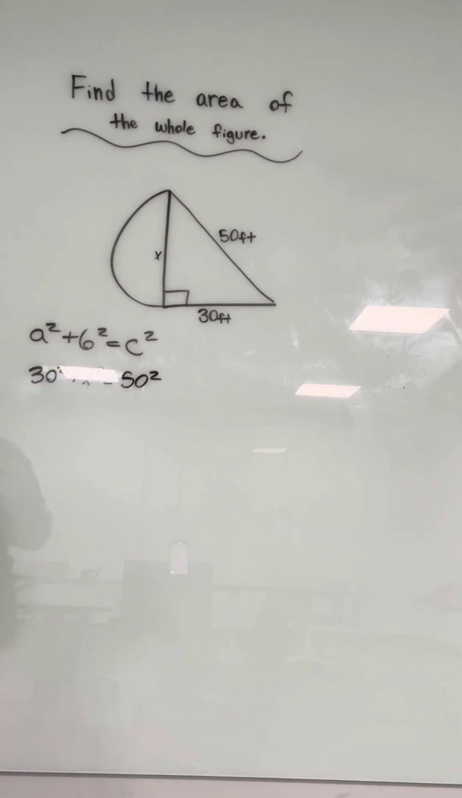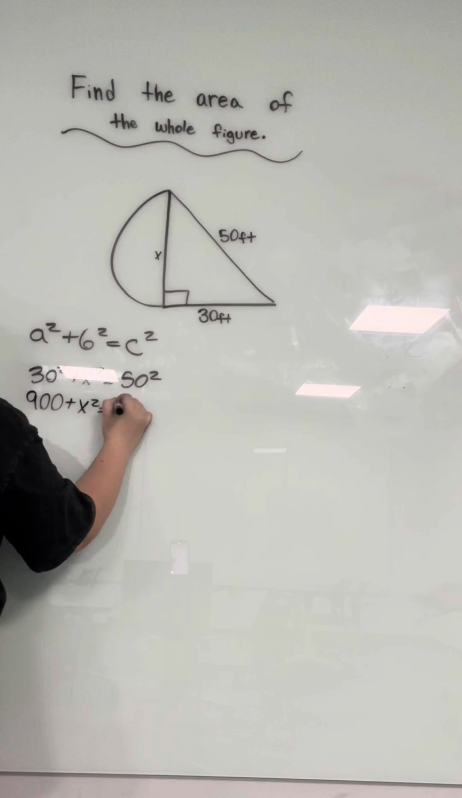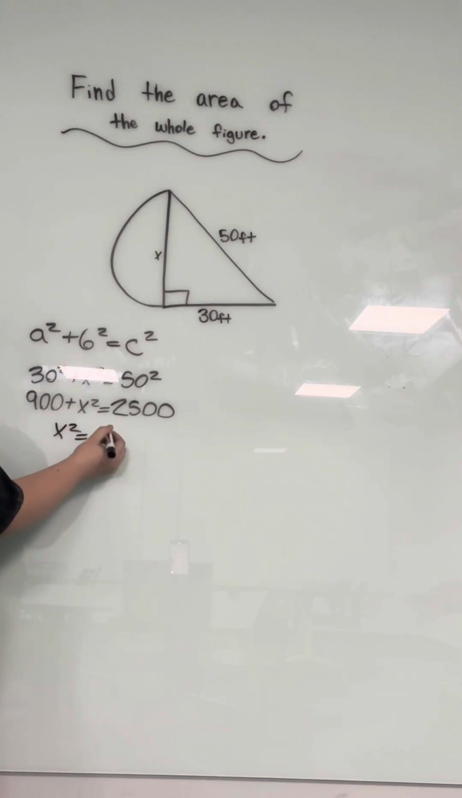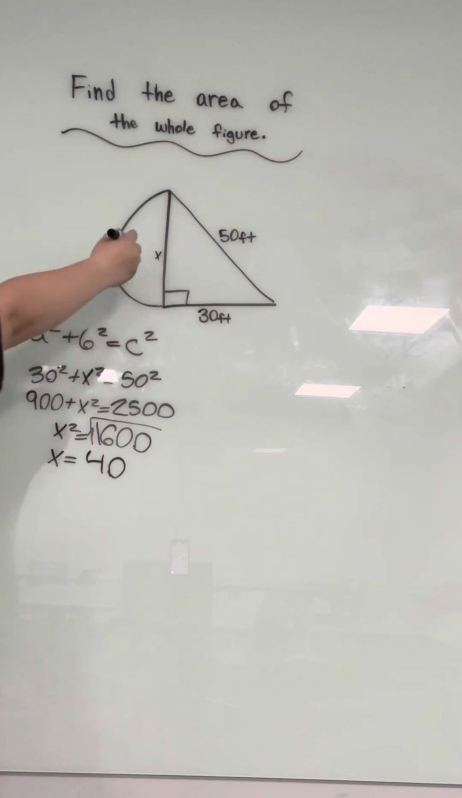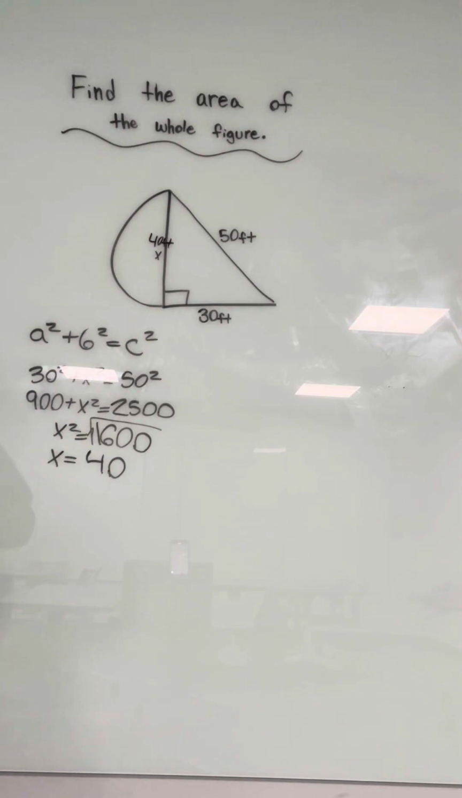So now all we have to do is square 50 and square 30, and we should get 900 plus x squared, 2,500. We'll just subtract 900 from both sides here. X squared equals 1,600. You know that the square root of x squared will just be x, and the square root of 1,600 is 40. X right here, this is 40 feet. So our diameter of our circle is 40.